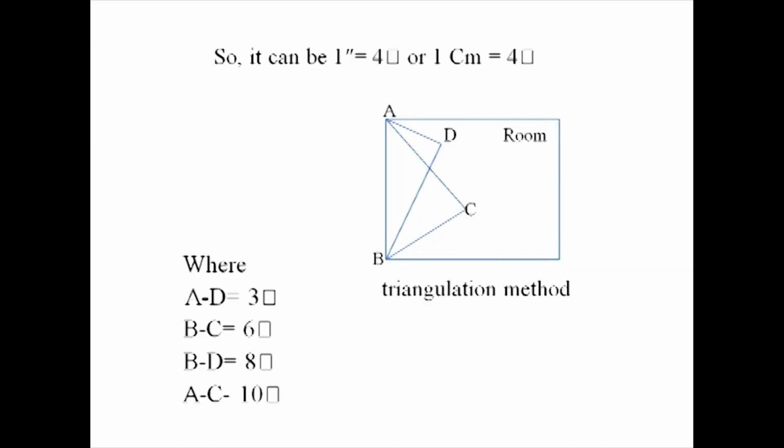So, it can be 1 inch equal to 4 feet or 1 centimeter equal to 4 feet. If we measure taking A and B of a room wall as fixed points and D and C as evidence, where A to D is 3 feet, B to C is 6 feet, B to D is 8 feet and A to C is 10 feet. After taking the measurement from the crime scene, a sketcher can make the finished crime scene sketch.